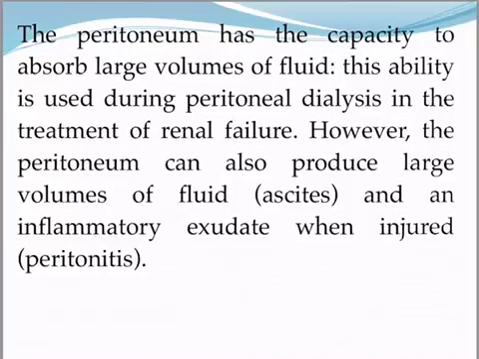The peritoneum has the capacity to absorb and exude large amounts of fluid. This property can be used to perform peritoneal dialysis in patients with renal failure. In addition, the ability to exude fluid in cases of inflammation or malignancy means ascites can be formed from exudation of fluid inside the peritoneal cavity.